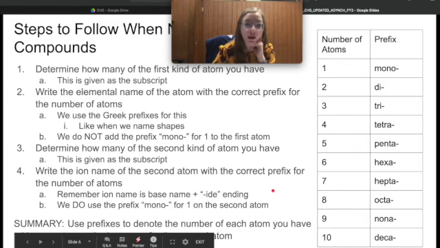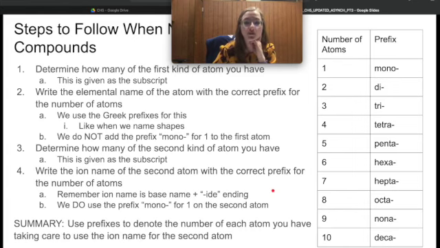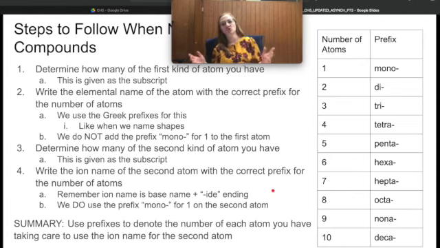In summary, you use prefixes to say how many of each kind of atom you have, and you use the elemental name for the first atom and the ion name for the second atom. All we're doing is writing how many atoms we have. Much easier than having to determine the charge on a metal cation. Nonmetals are a bit easier to deal with, in my opinion.